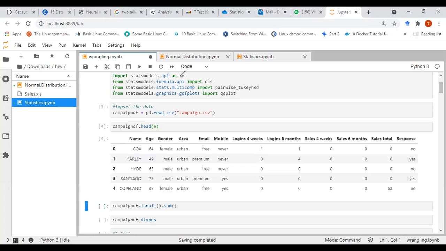So what is the null hypothesis in this case? The login for 4 weeks and login 6 months will remain the same. The null hypothesis is that the mean number of logins in 4 weeks is the same as the mean number of logins in 6 months. And the alternate is there's a difference between the mean of these two columns. Okay.